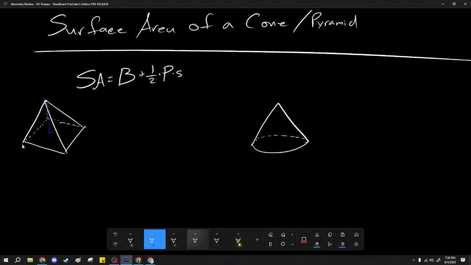The slant height is essentially, I'll do a different color, purple, the height of the triangle face. So from the top of the pyramid to the bottom, like you're sliding down. That is your slant height. It's that distance from the top to the edge, sliding. It's usually given to you. If it's not given to you, you would use the Pythagorean theorem to find it. So that's what s means.